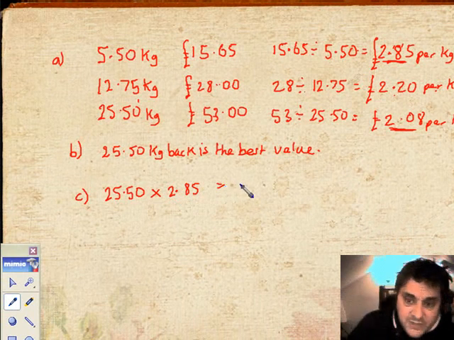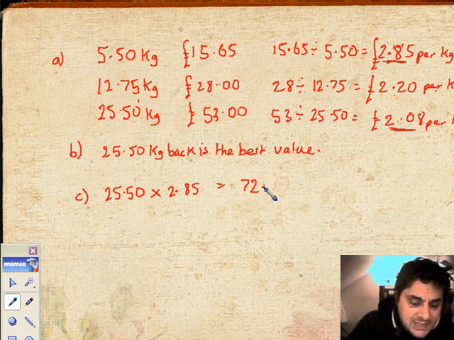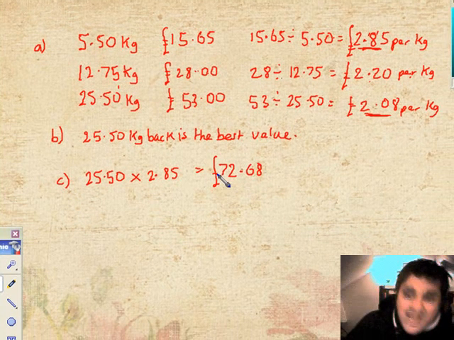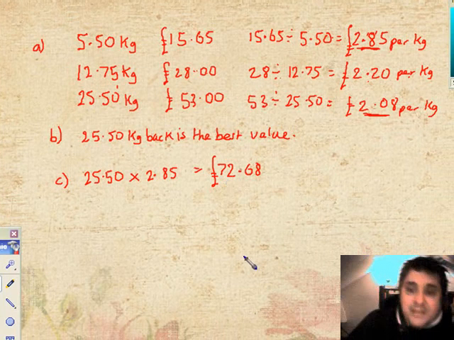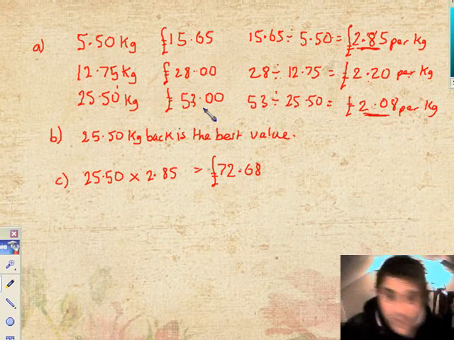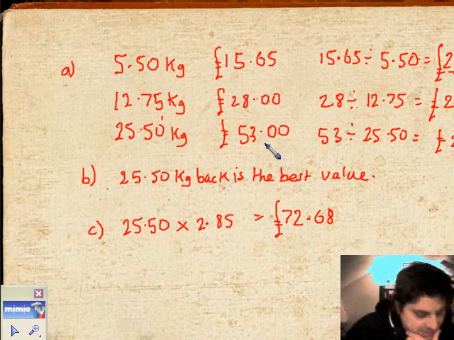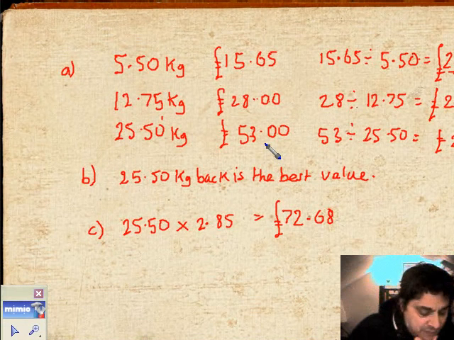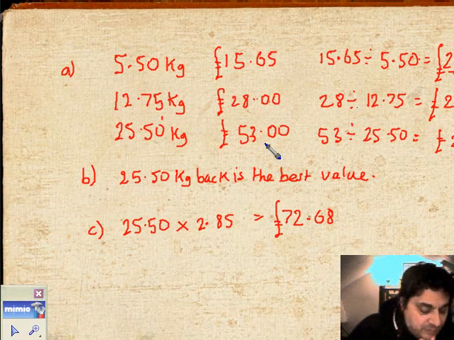So £72.675 rounds off to £72.68. There you go. That's an awful lot more expensive than that £53 it should cost, shouldn't it? But there you go. Part D, give one advantage and one disadvantage of buying a 25.5 kilogram pack.